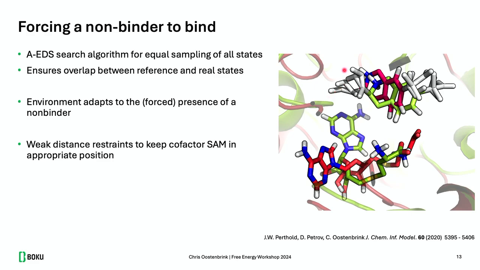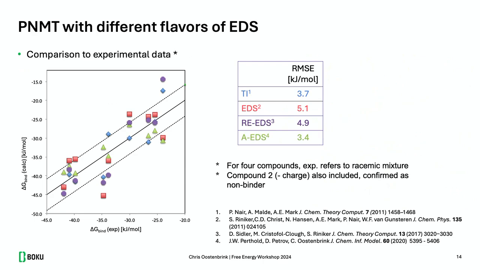And that can then lead to structural changes in the environment. So the cofactor here starts to move around. So you still need to look very carefully at what is happening in your molecule. We did a very weak distance restraint to make sure that the cofactor stays where it should, but that's of course a little bit unfortunate. It worked very well though.